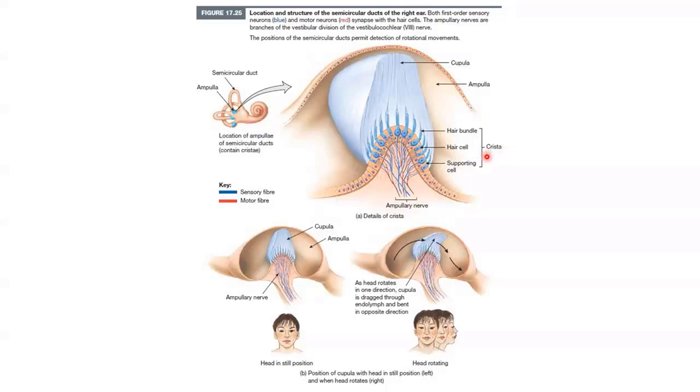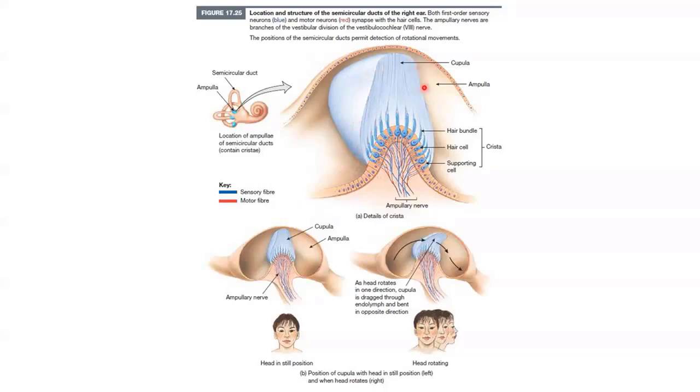Now, similar to the macula, each crista contains a bundle of hair cells. It contains supporting cells, and extending out of those hair cells, we have stereocilia and kinocilium, which again, combined, are called the hair bundle. So our beigey pink are our supporting cells, the blue again are our hair cells, and you can see our hair bundles sticking out here.